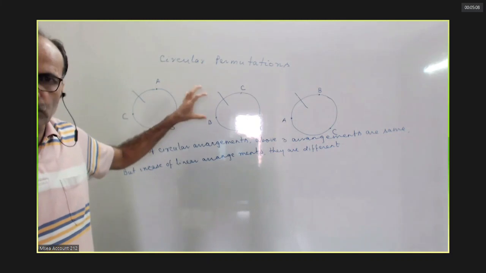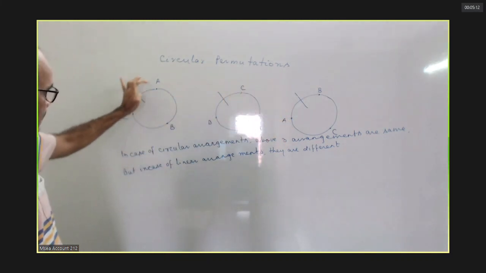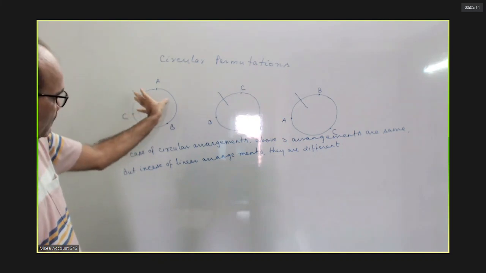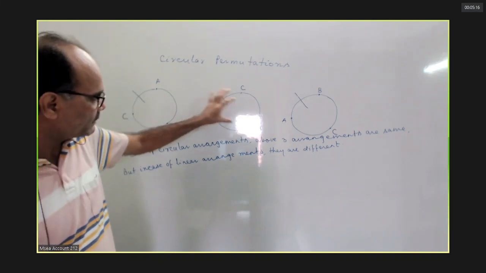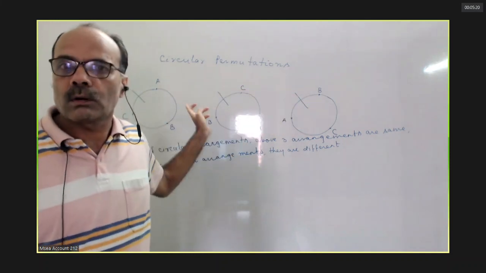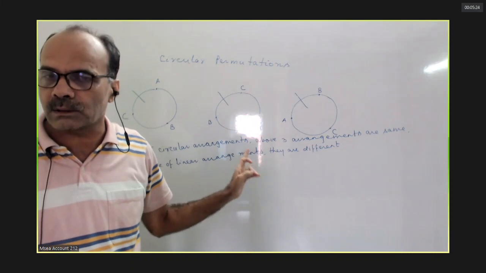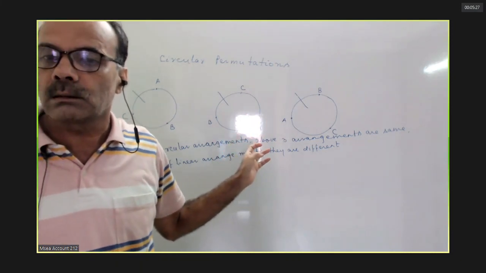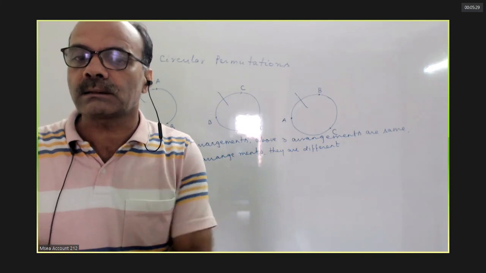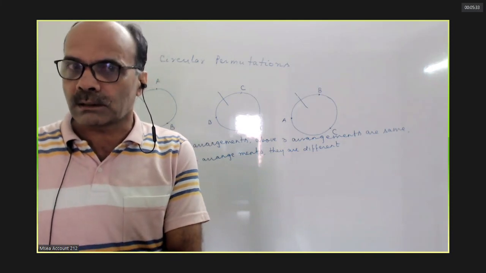In case of circular arrangement, these three arrangements are the same, because once I arrange it and rotate it by 120 degrees, it becomes this. Rotate it by 120 degrees, it becomes this. So all these three arrangements are supposed to be the same arrangement in case of circular arrangement.